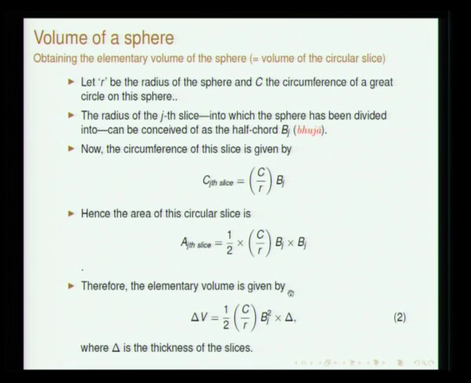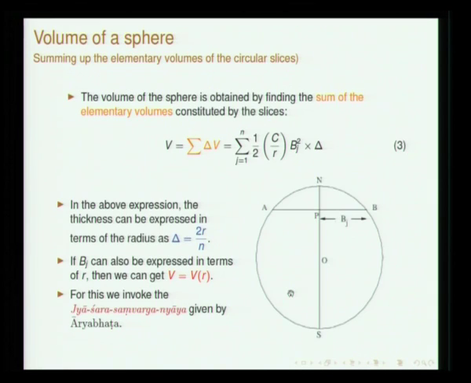So, then what do you do? You have to just sum up these elementary volumes. So, that gives you half of C by R into Bj square into delta. So, you have to find out Bj square in terms of radius. So, that is all the problem is.